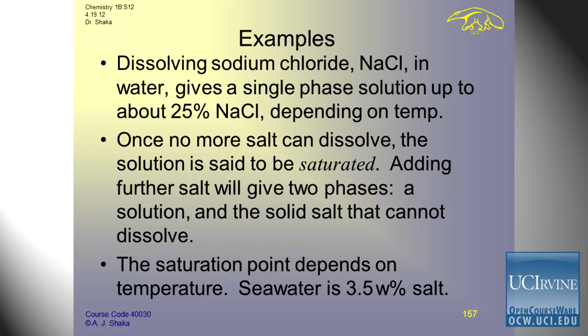So, dissolving sodium chloride in water gives us a single phase, like I was saying, up to about 25% sodium chloride. Now that's by weight. So in your first chemistry class, you may remember, and I'm not sure if they do it here at UCI, but they may do a solubility test where you take some water and you put in sodium chloride until all of a sudden it will no longer dissolve the sodium chloride, and then it starts piling on the bottom. That's when it's reached its saturation point. And for water at room temperature, that's around 25%.